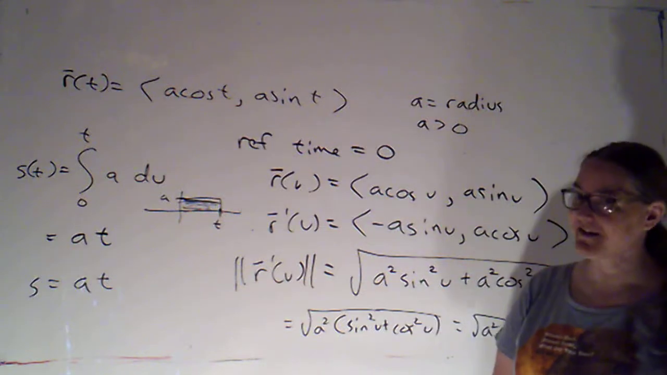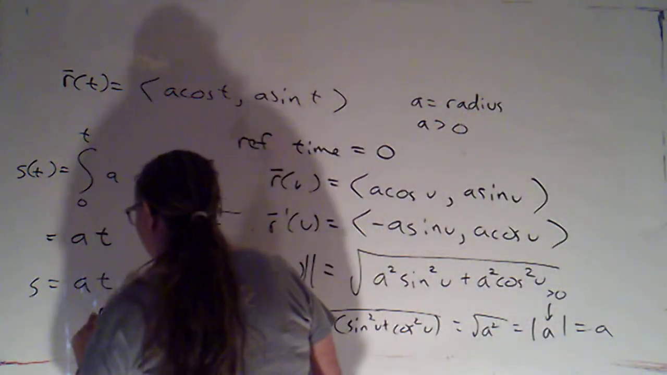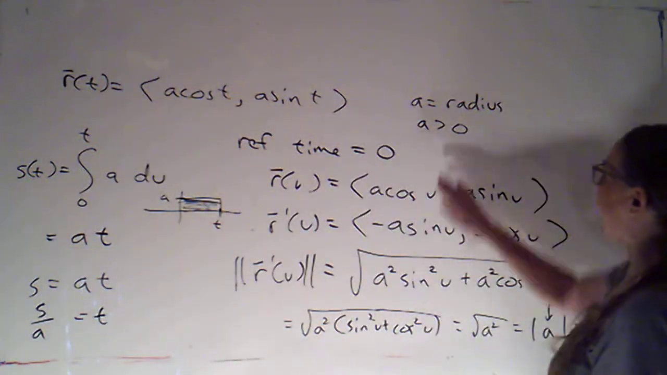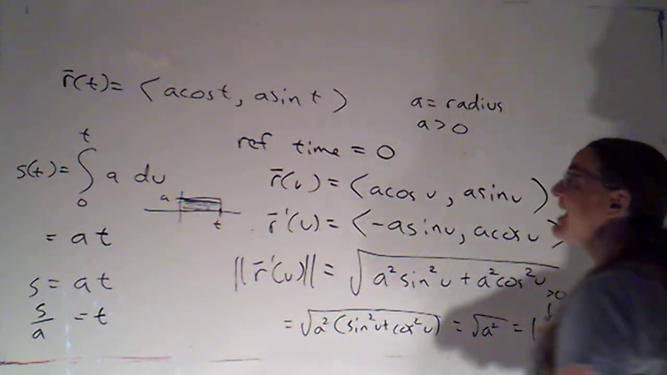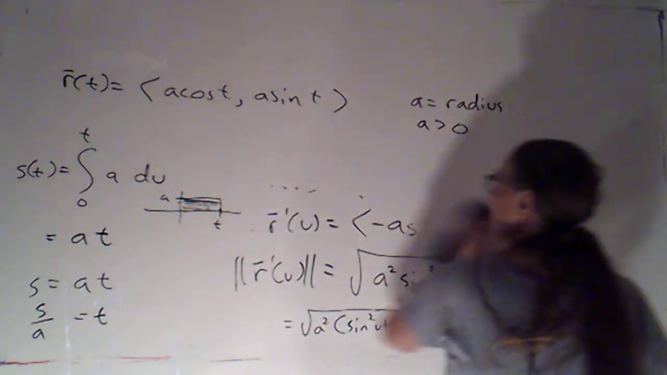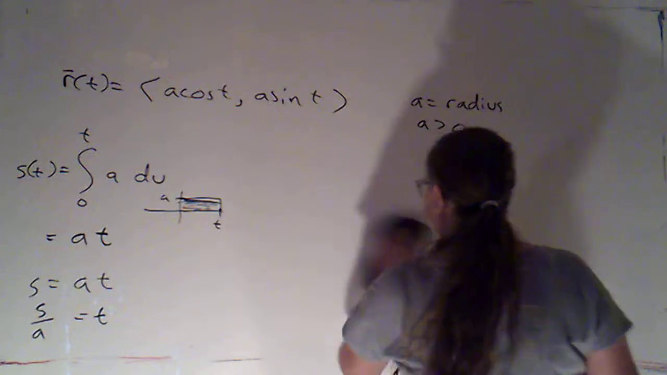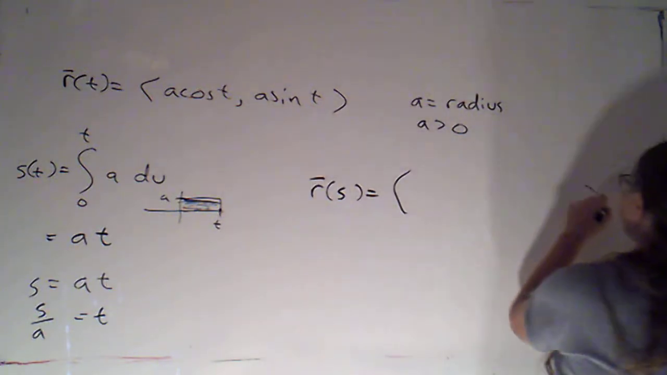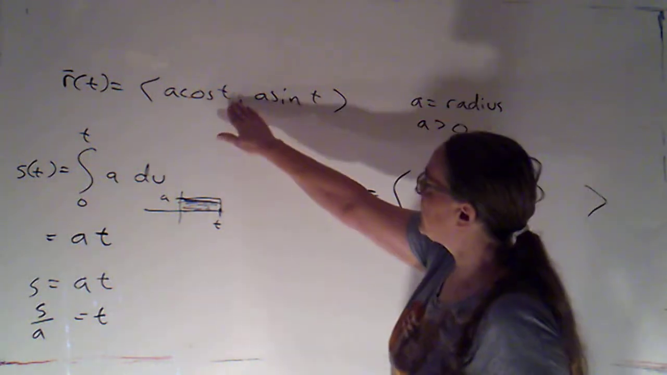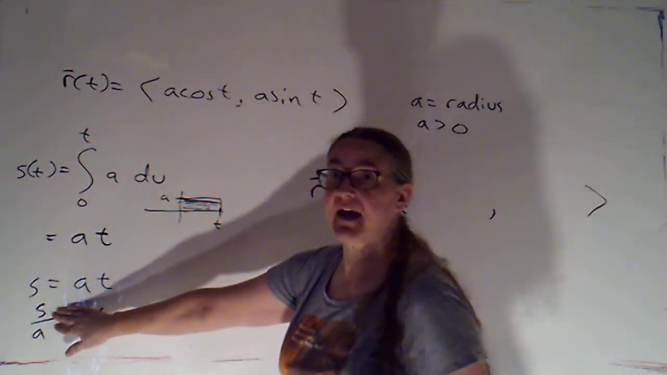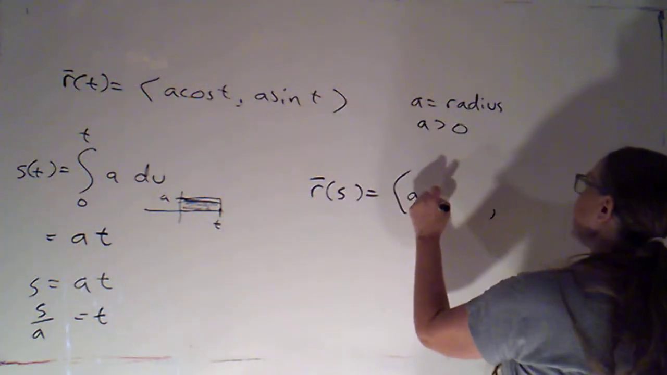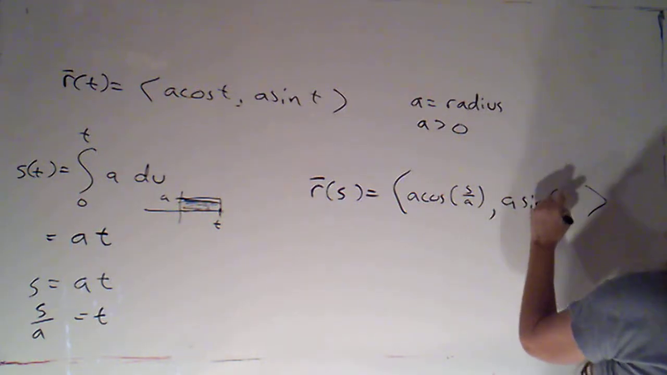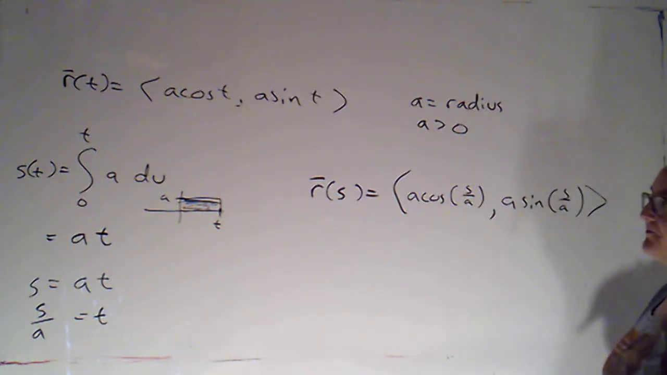Very easy to see that that is a one-to-one function. I can very easily solve for t. t is just going to be s over a. Not a problem to have a in the denominator because we said it was our radius and it was positive. Okay. So then, to get my arc length parametrization, that would just become r of s is equal to, I'm going to replace t with s over a. So it would be a cosine s over a, a sine s over a.